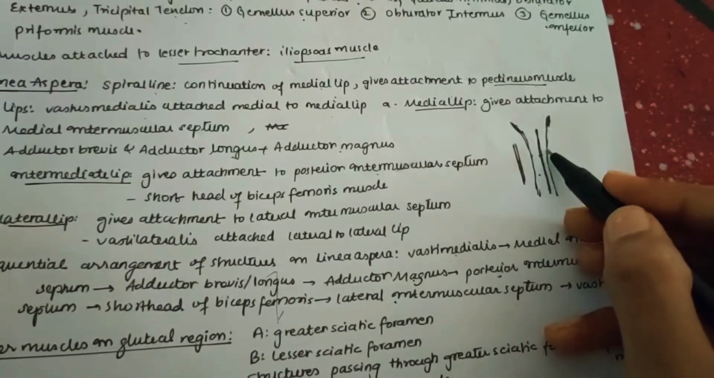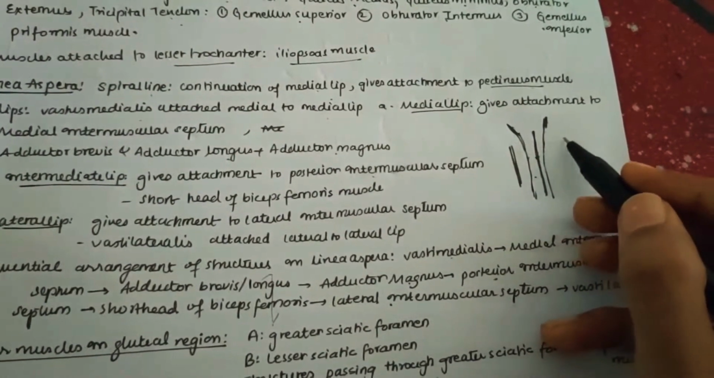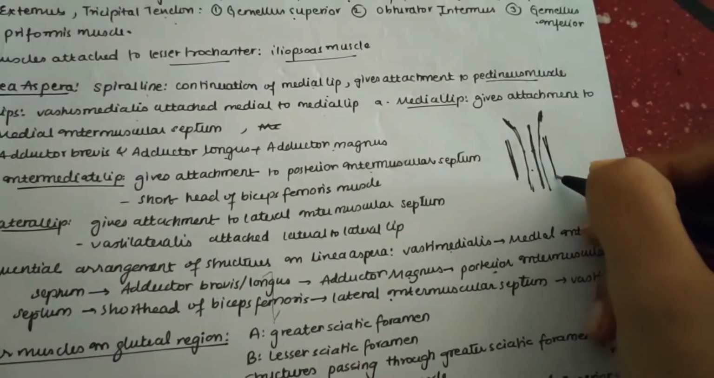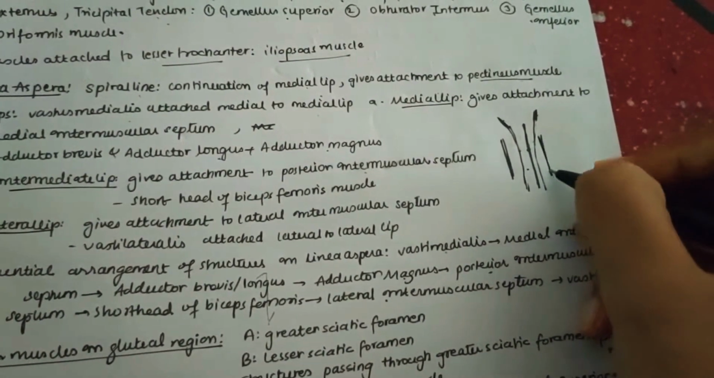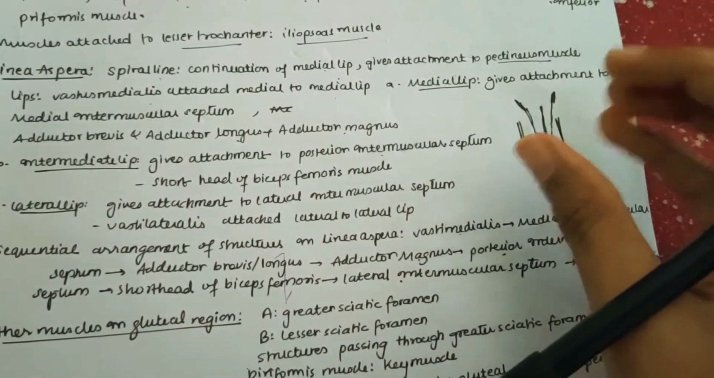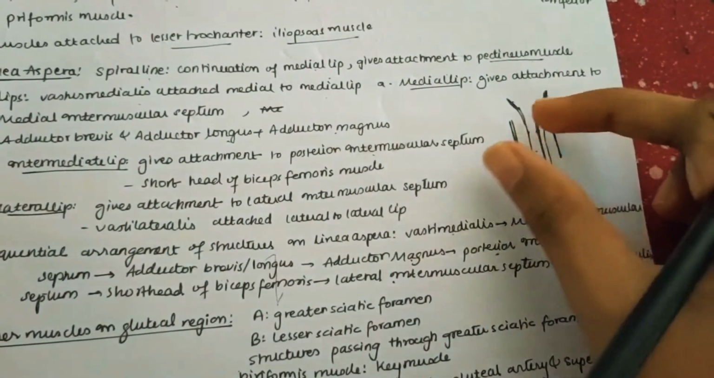Okay. Now coming to the lateral lip. The lateral lip gives attachment to the lateral intermuscular septum, and also vastus lateralis is attached. So you can draw a line here. This is vastus lateralis, which is attached lateral to the lateral lip. So this diagram you need to understand.